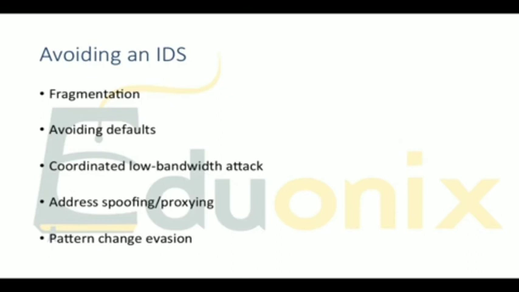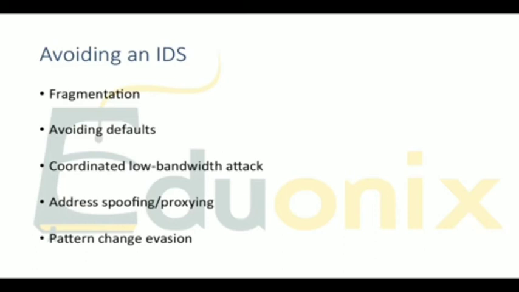So avoiding the IDS. There's a number of techniques that attackers are using. The following examples I've given here are quite simple measures which can be taken to avoid the IDS. Fragmentation. By sending fragmented packets, the attacker will be under the radar and can easily bypass detection systems' ability to detect the attack signature. And avoiding defaults as well.